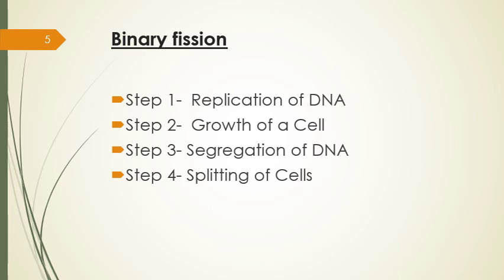In step 3, segregation of DNA occurs. The cell elongates with a septum forming at the middle. The two chromosomes are also separated in this phase. In step 4, a new cell wall is formed and the cell splits at the center, dividing the parent cell into two new daughter cells. Each of the daughter cells contains a copy of nuclear material as well as necessary organelles.